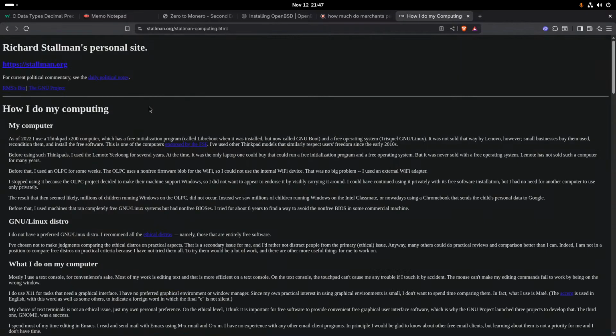How I do my computing. As of 2022, I use my ThinkPad X200 computer, which has a free initialization program called Libreboot, now called GNU Boot, and a free operating system, Trisquel. It was not sold that way by Lenovo. However, a small business buys them used, reconditions them, and then installs the free software. This is one of the computers endorsed by the FSF. I used other ThinkPad models with similar specs in the early 2010s.